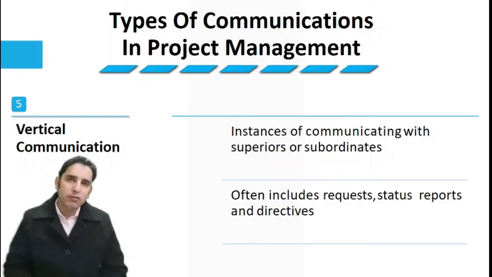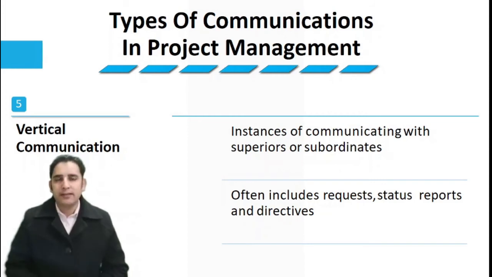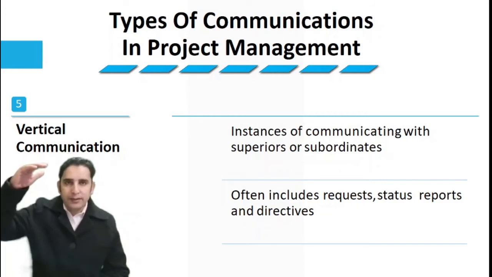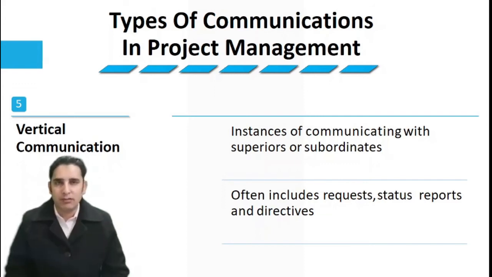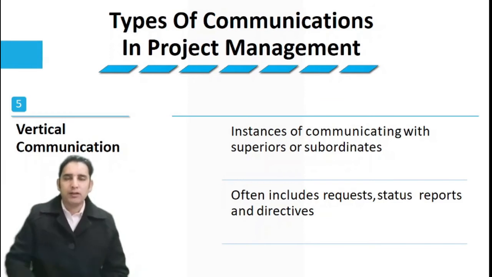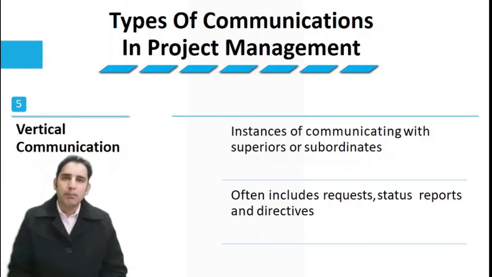So information flow is coming from top to bottom. The project manager is getting a directive from the upper management, and now the project manager is giving that directive to his team as well. This is how the communication is flowing from top to bottom, and that makes it a vertical communication. One possible example of vertical communication is usually status reports, directives and other requests that flow from top management to the bottom.